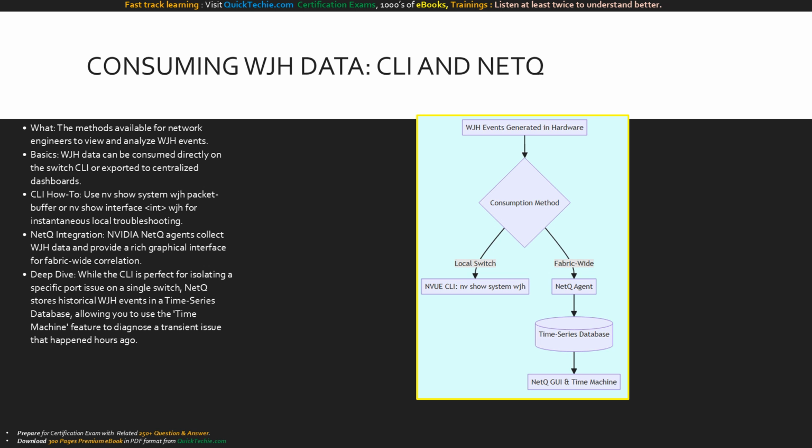while you were sleeping. This diagram shows the dual pathways for data consumption. WJH events generated in hardware can be queried immediately via the local NVUE CLI for rapid, isolated troubleshooting. Simultaneously, the NetQ agent streams these events into the central time series database, populating the GUI and enabling historical analysis.